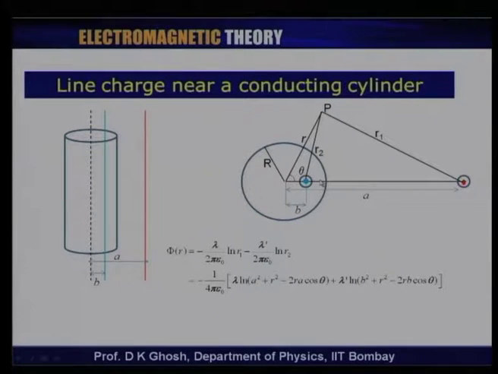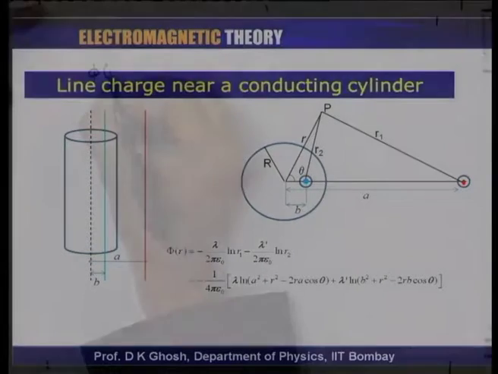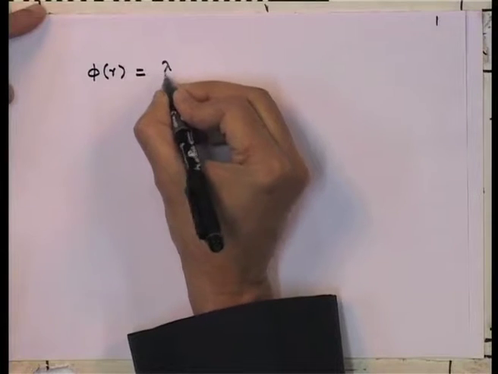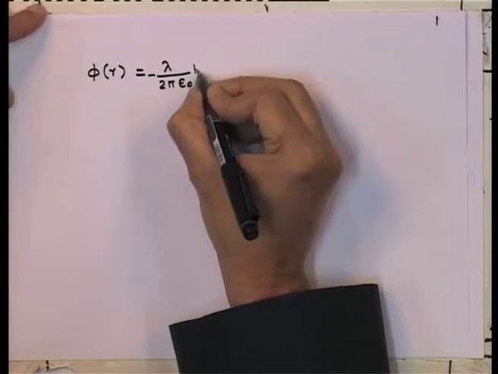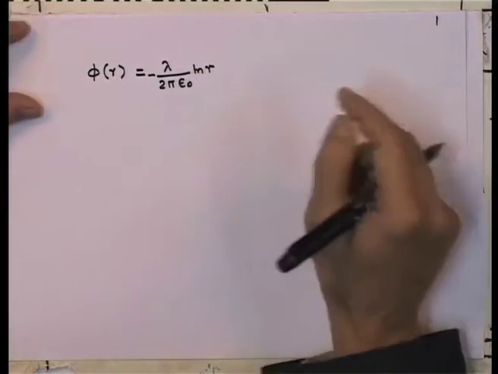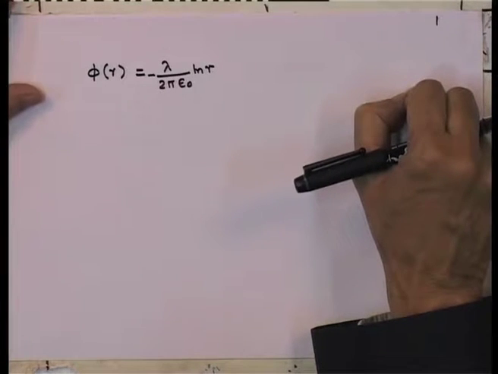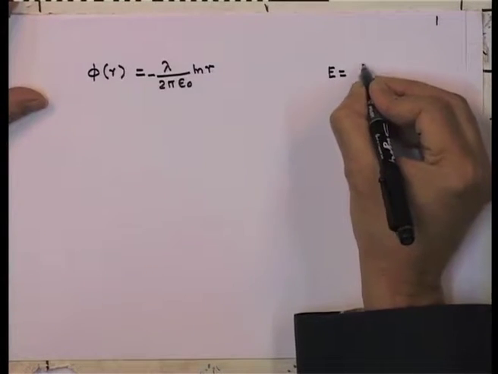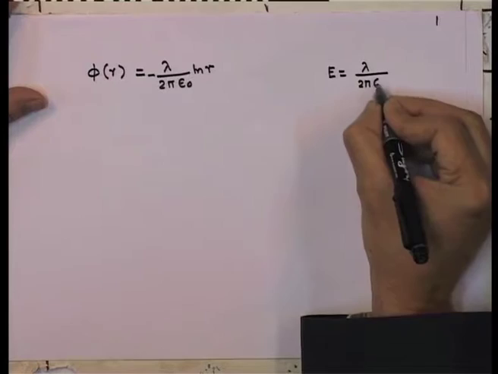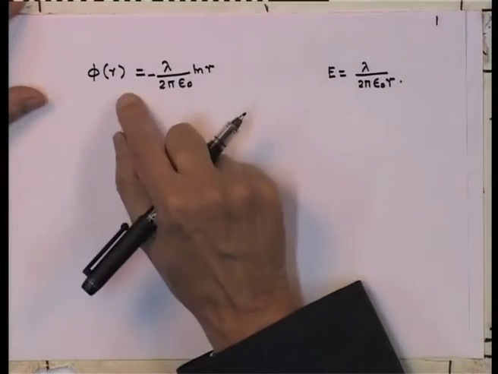Now, we all know that the potential due to a line charge is given by minus lambda divided by 2 pi epsilon 0 logarithm of r. If you recall, the electric field due to a line charge, which we had found by using Gauss's law, was given by E equal to lambda over 2 pi epsilon 0 r. So, this is the corresponding potential.